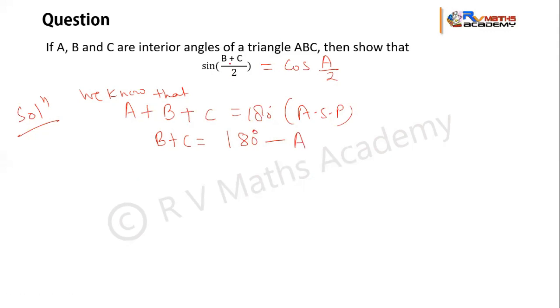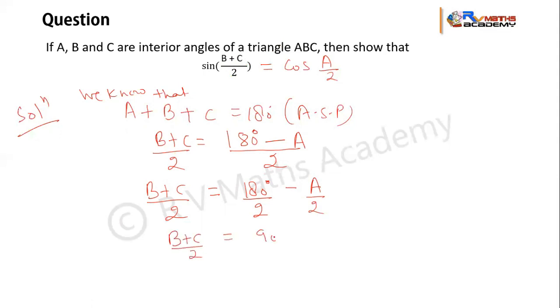Now you can see that it is written (B plus C) upon 2. So what we have to do, we will divide both the sides by 2. Now what will we get? We will get (B plus C) by 2 is equal to 180 degree by 2 minus A by 2. So (B plus C) by 2 is 90 degree minus A by 2.